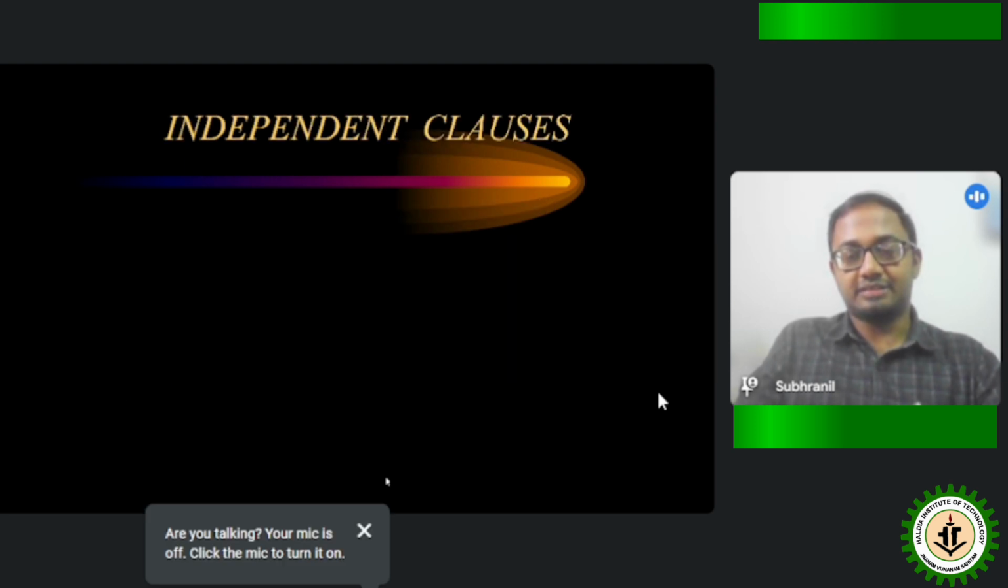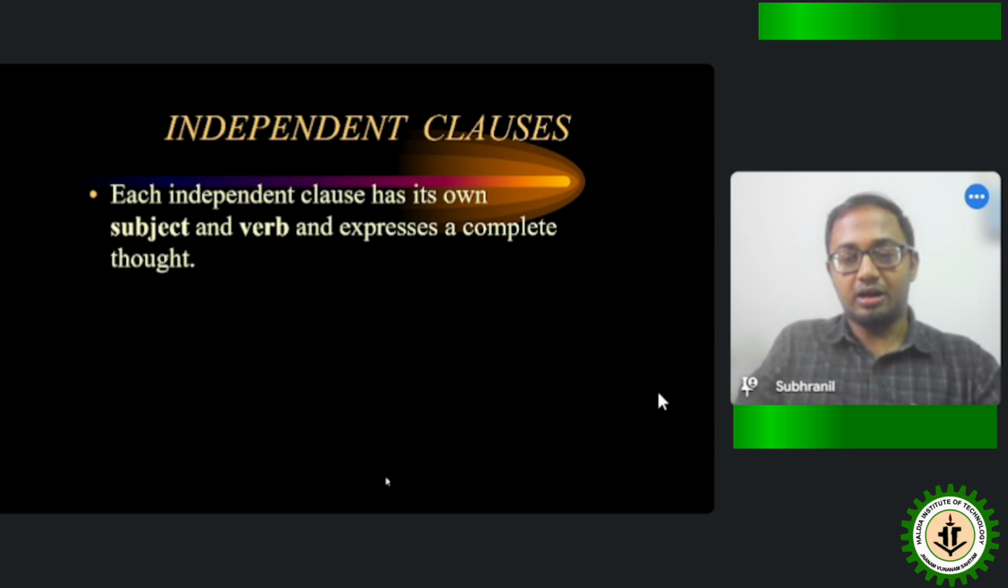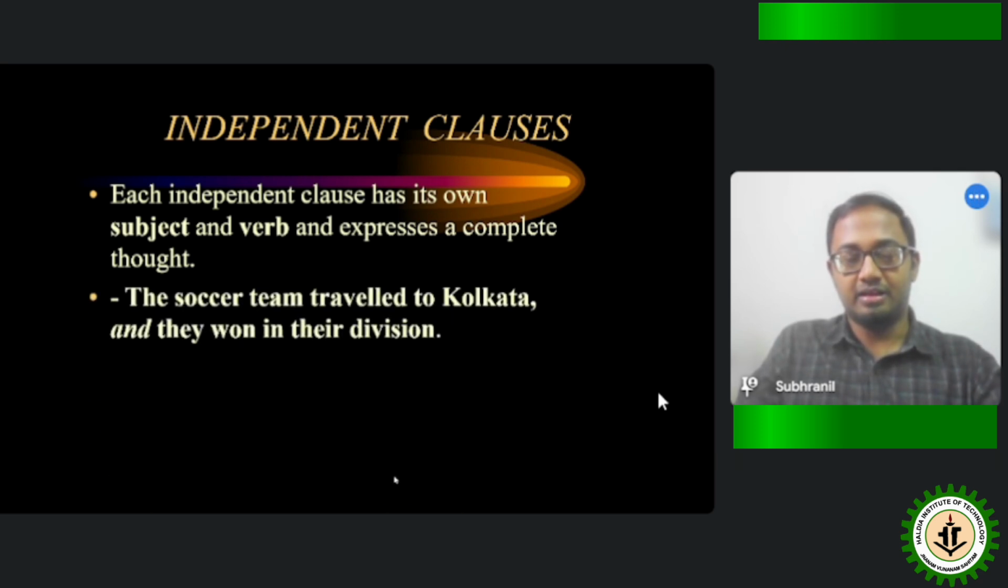Now, we will discuss the independent clause or the main clause. So previously we said that the independent clause has its own subject and verb combination. It's a group of words and expresses a complete thought as well. Let's look at the example. The soccer team traveled to Kolkata and they won in their division. See, there are two independent clauses. The soccer team traveled to Kolkata, they won in their division.